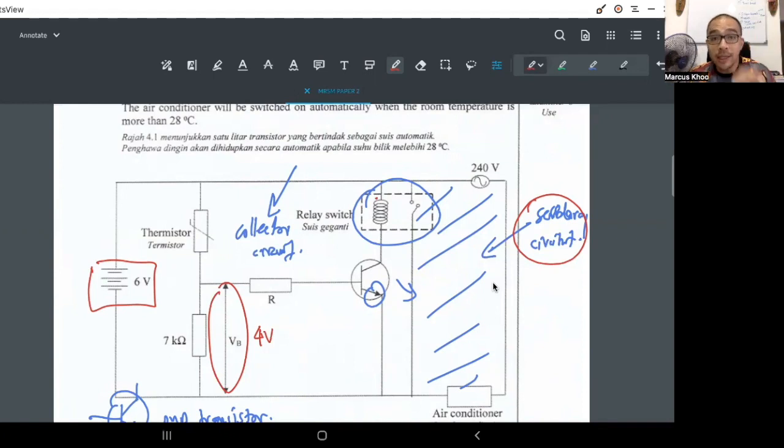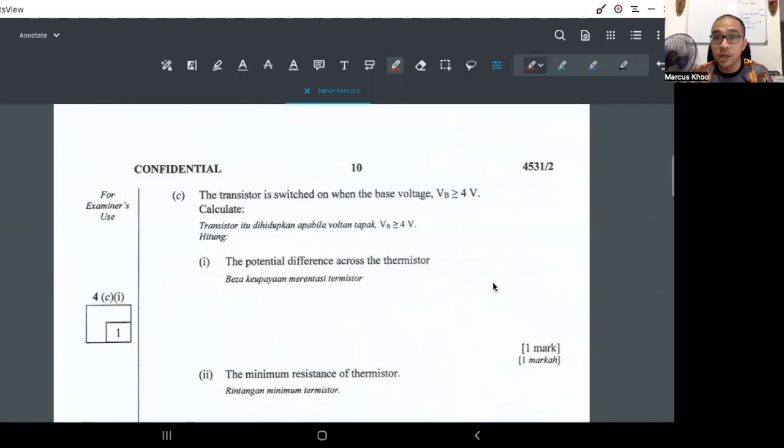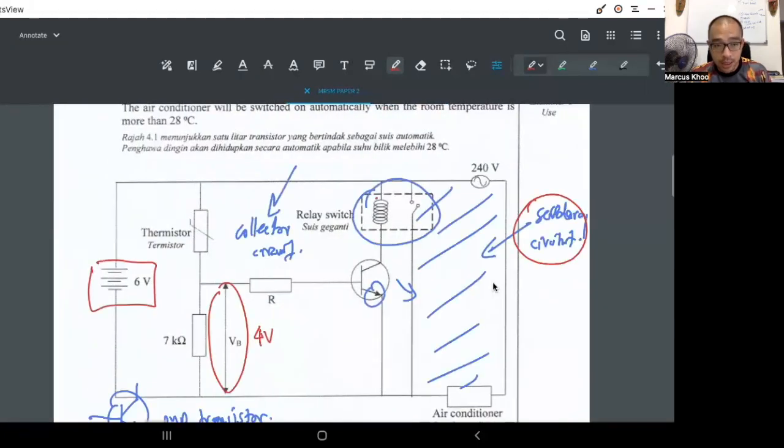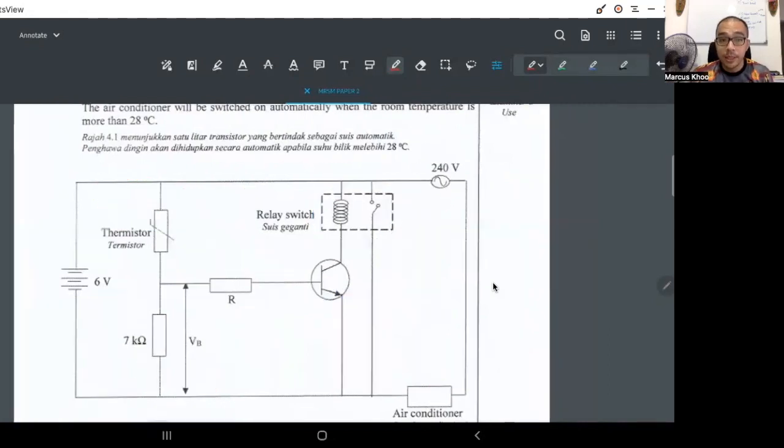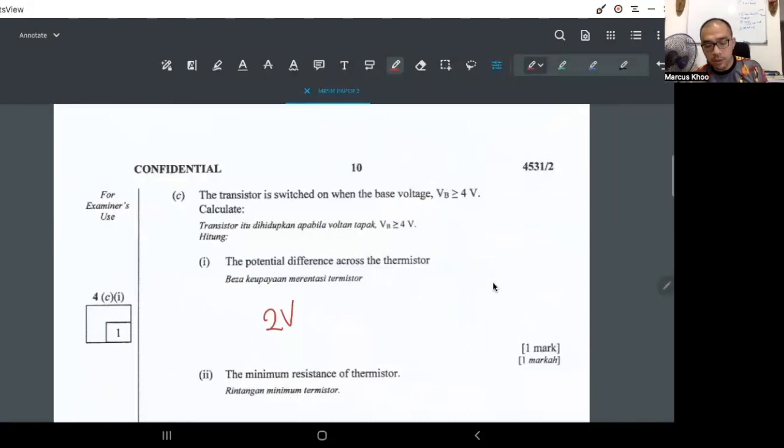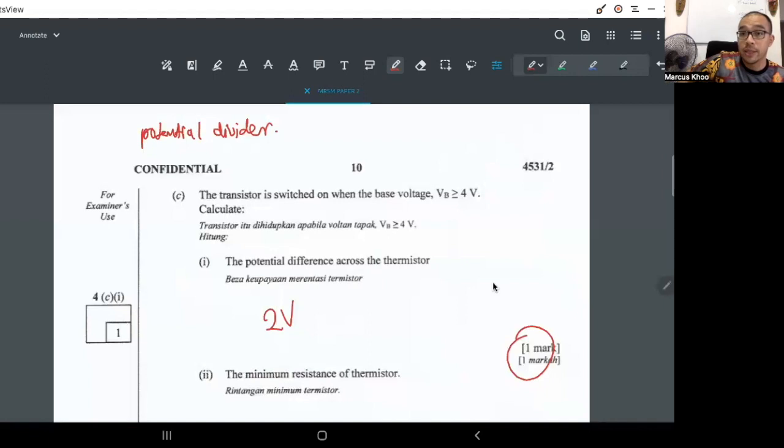Okay, so logically, you can tell me the potential difference across the thermistor. Okay, which is, kalau sini adalah 4 volt, this voltage will be 2 volts. How do I know? Because 2 plus 4 is equals to 6. The potential difference is the same across the same 2 points. Okay, so it will be 2 volts. And so it's only 1 mark ni. Tiada apa-apa yang mau dikira. You just have to know, okay, the concept of potential divider. Okay, potential divider, and this is a formula that is usually not given in the formula list lah.